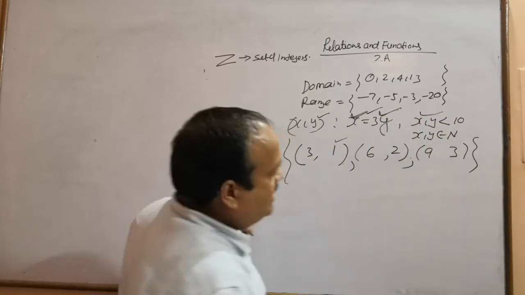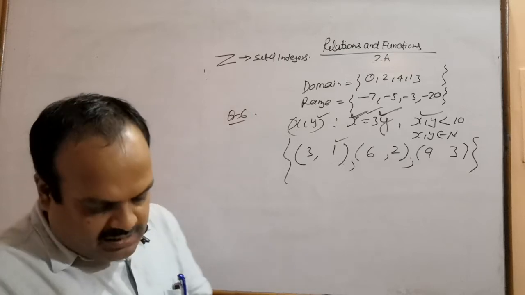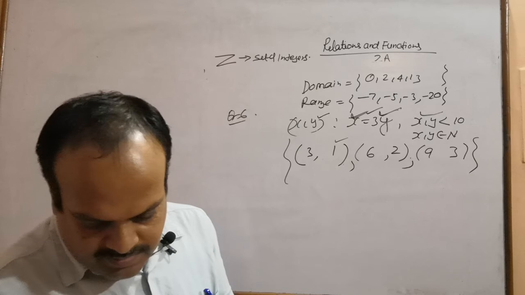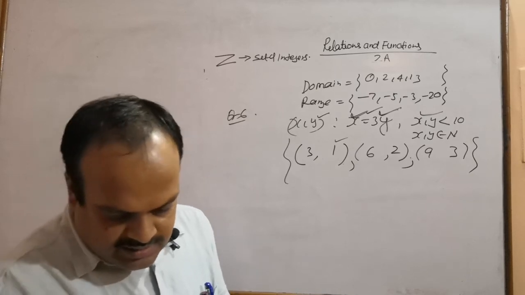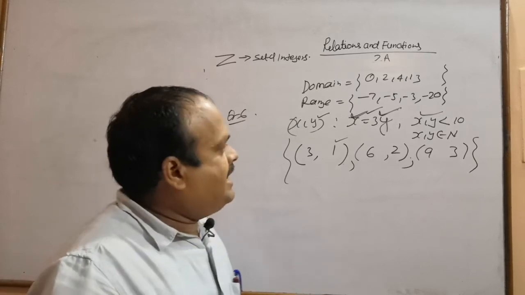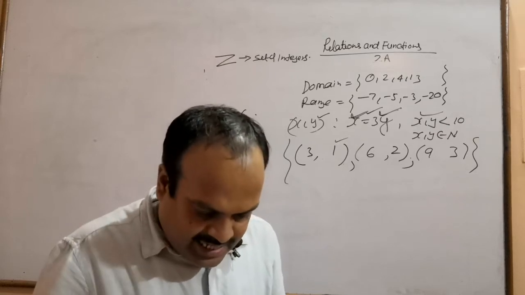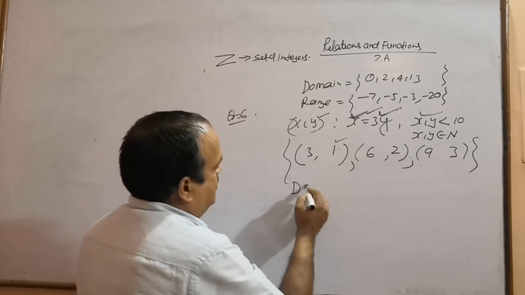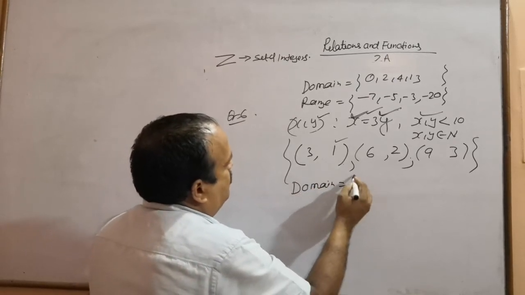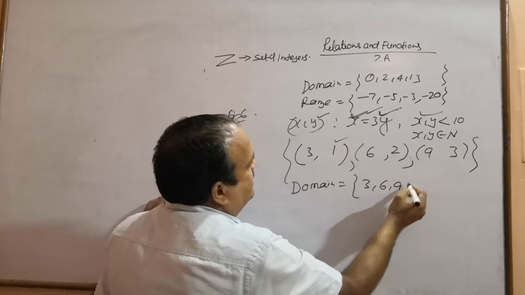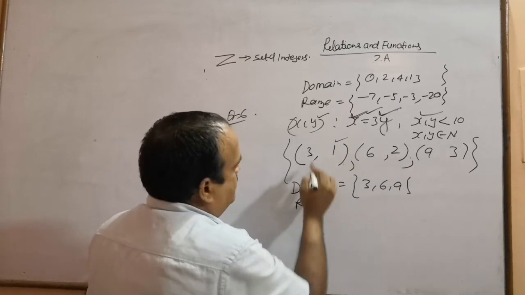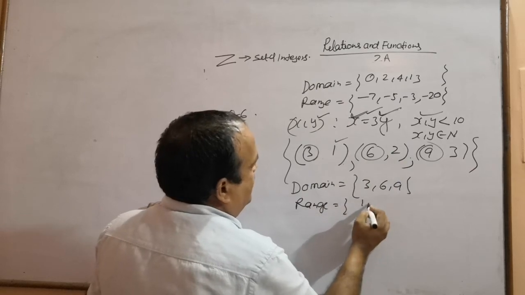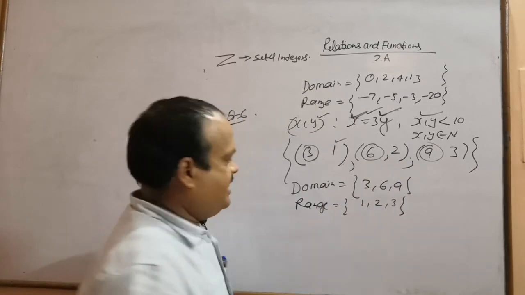So we get the relation with 3 elements: 3 comma 1, 6 comma 2 and 9 comma 3. Next we have to write the domain and range. So the domain will be 3, 6, 9. The range will be 1, 2 and 3.